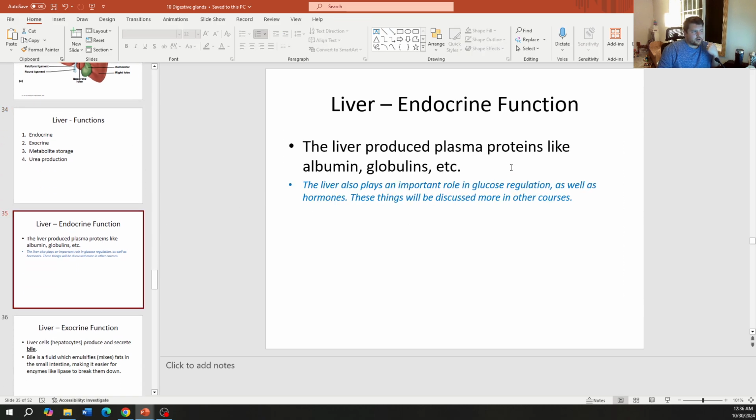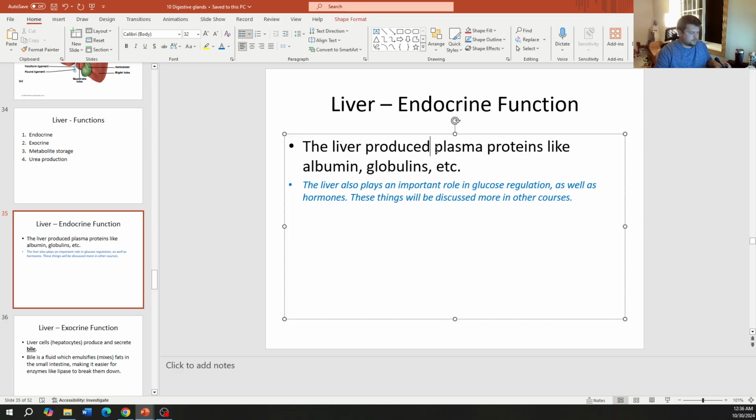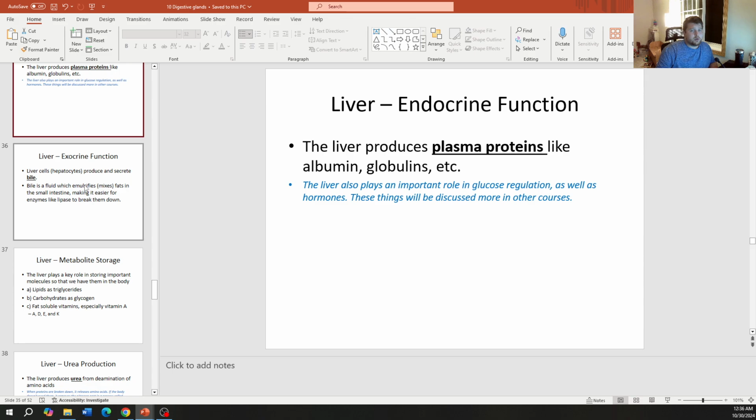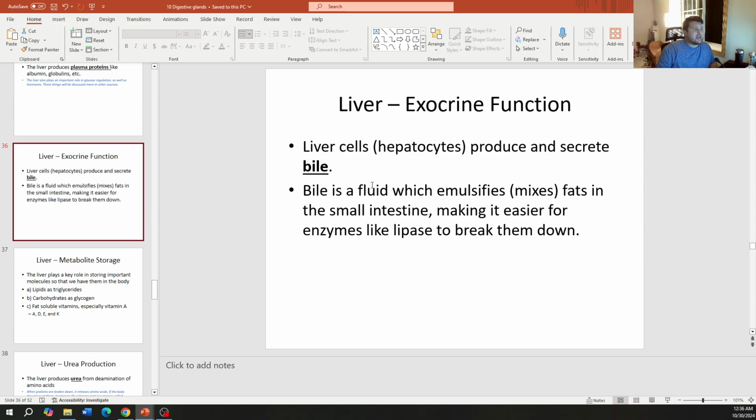Its endocrine function: it produces plasma proteins like albumin, globulins, etc. Albumin and globulins are super important for maintaining blood pressure. The liver plays a very important role in maintaining our blood pressure by producing those plasma proteins. It also produces a substance called bile. Bile is a fluid produced in the liver, then stored in the gallbladder.